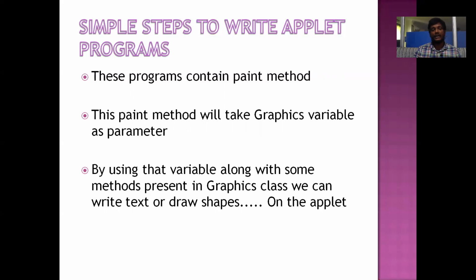We know that the graphics class contains many methods. So we have to use that variable name along with the method. We can write text or draw shapes on the applet. If we want to write something on the applet, we use the variable name, followed by a dot, followed by some method name present in the graphics class. Or if we want to draw something, we use the variable name dot followed by the respective method name in the graphics class.